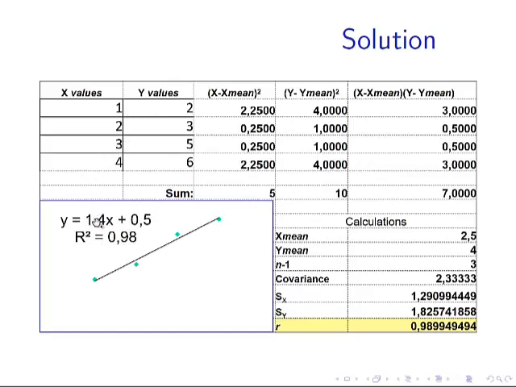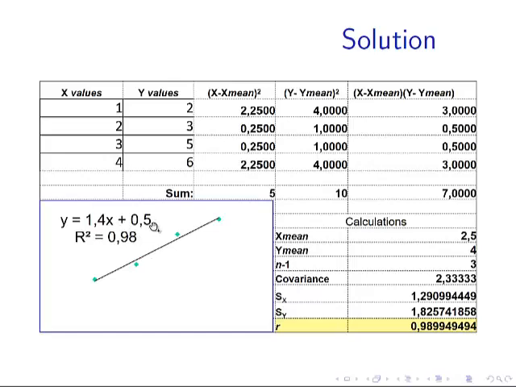That is why we need B1. B1 is R multiplied to Sy over Sx, which gives us 1.4, and B0, the formula where we use x mean, y mean, and B1 itself, gives us 0.5. Therefore, the formula is this, which represents the relation between these two numerical variables.